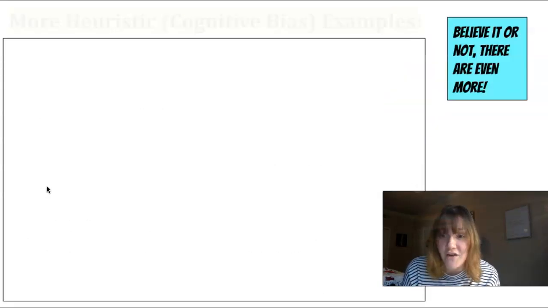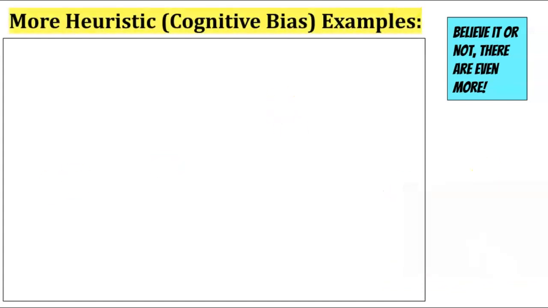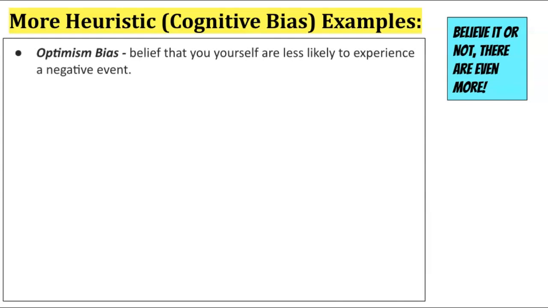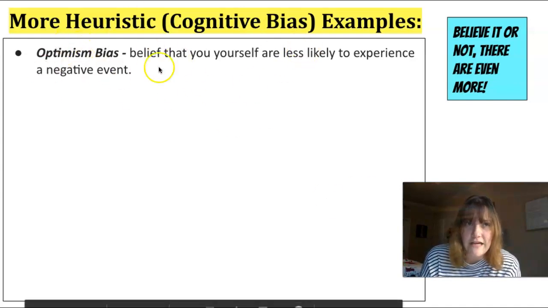And believe it or not, there are even more than the ones I'm going to show you right here. Optimism bias, this is a belief that you yourself are less likely to experience a negative event. This one I feel like I experience a lot.